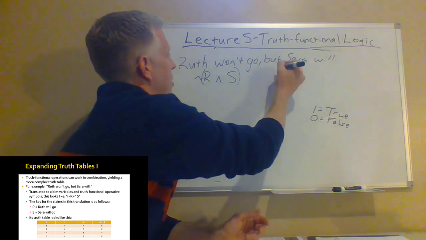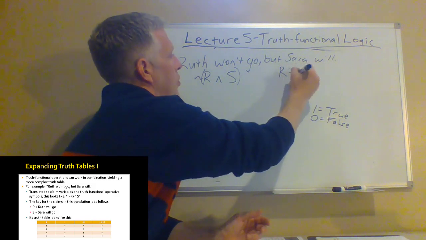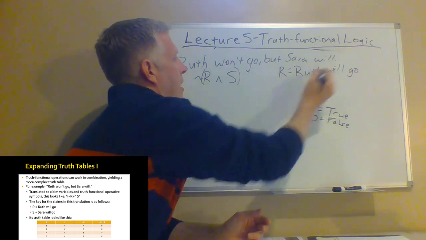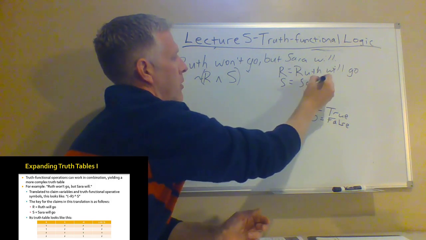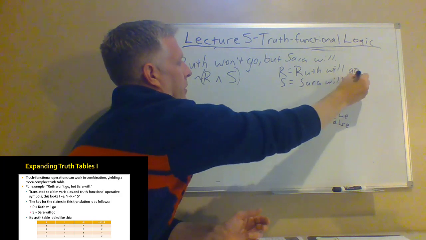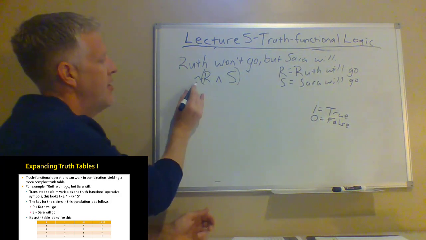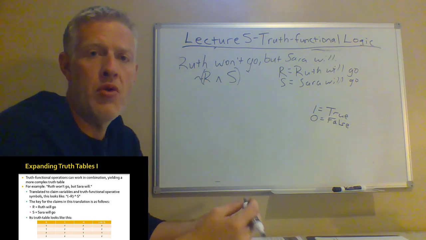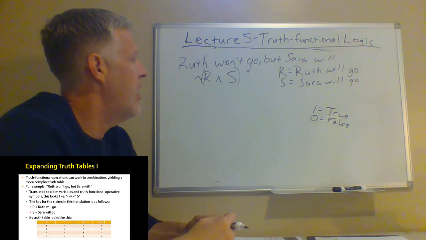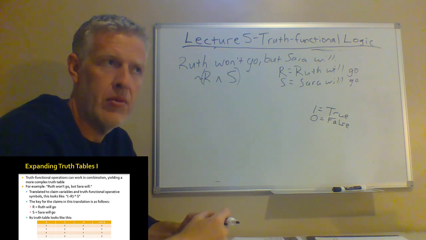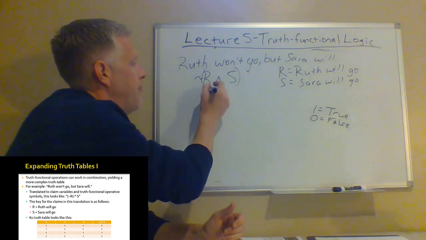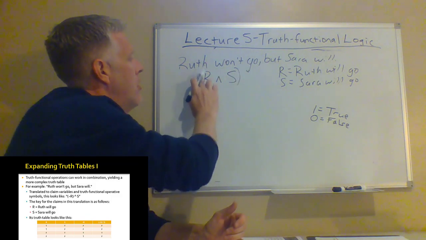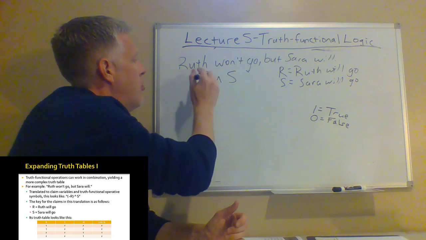Okay, so, by the way, I should put this up here. R equals Ruth will go, and S equals Sarah will go. Okay. So this actually represents, if somebody said something like, it's not the case that Ruth and Sarah will both go, or neither Ruth nor Sarah will go. That's saying something different than Ruth won't go, but Sarah will. So we need to be very careful and use those parentheses accordingly.